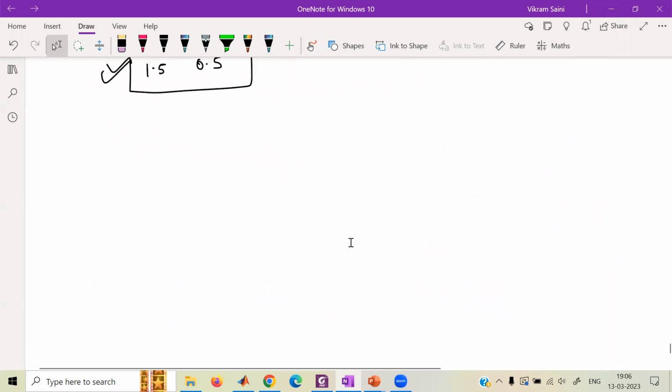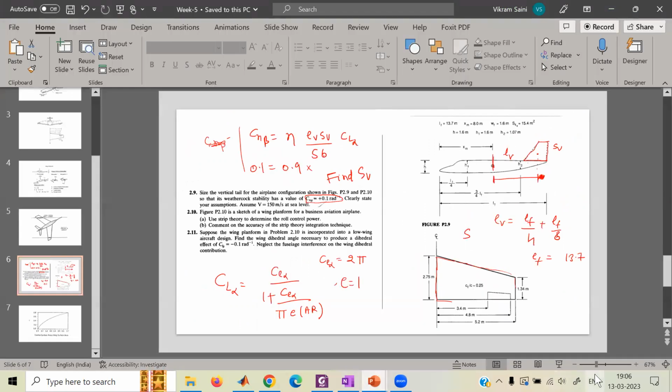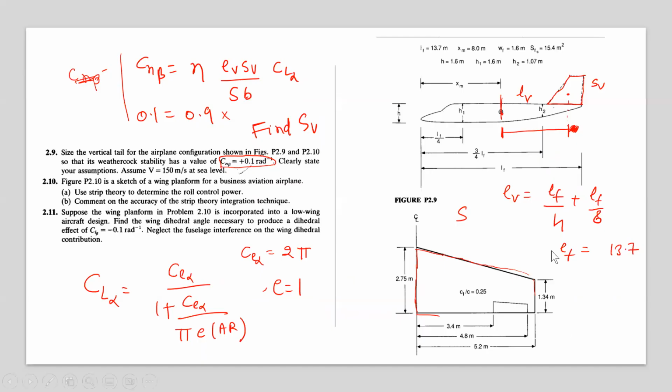Remember, this is the wing. We are given the wing. The geometry is already known to us. Someone has designed it for us. Our job is to find out what is the control power of this aileron that they've computed.